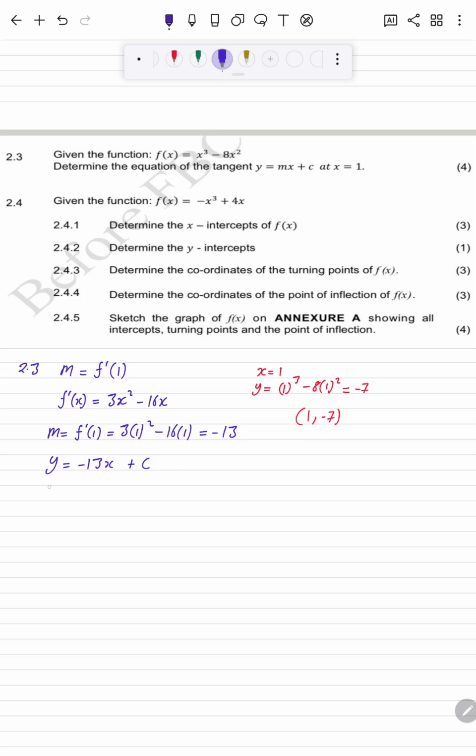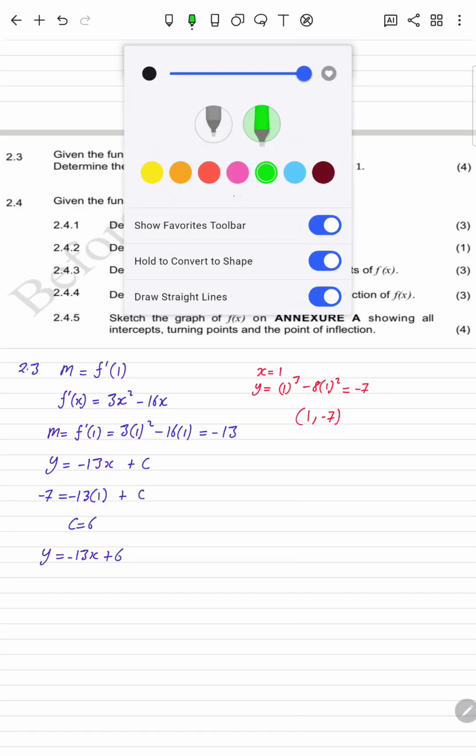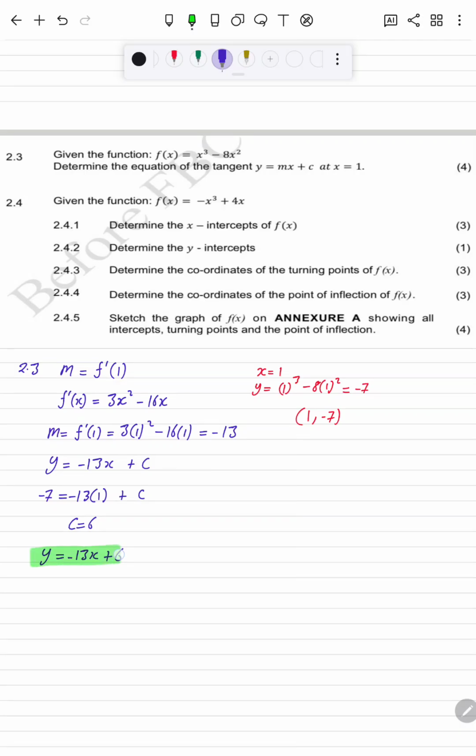So what we're going to do, where you see y, you're going to locate minus 7. Where you see x, you're going to locate 1. And then when we solve for c, that's going to be minus 7 plus 13, and that's going to be 6. Therefore, the equation of the tangent is going to be the gradient, which is minus 13, and c, which is 6. So this is the equation of the tangent for that given function. Remember, this is the application of derivatives.